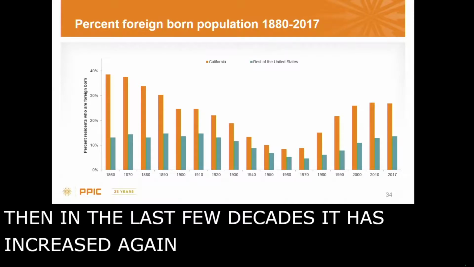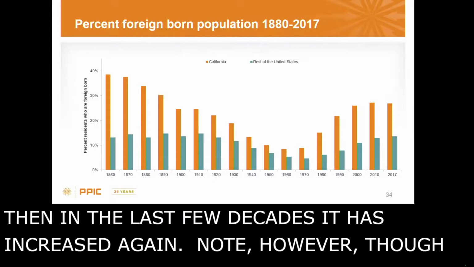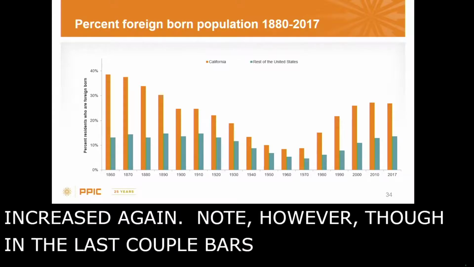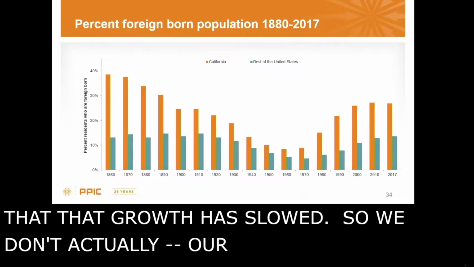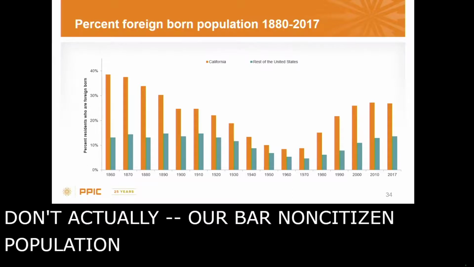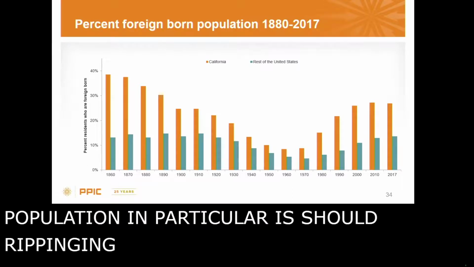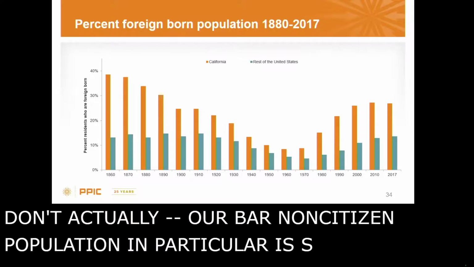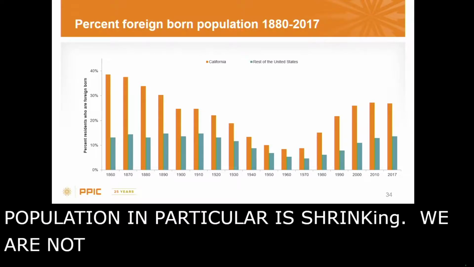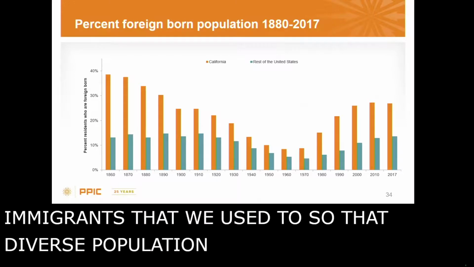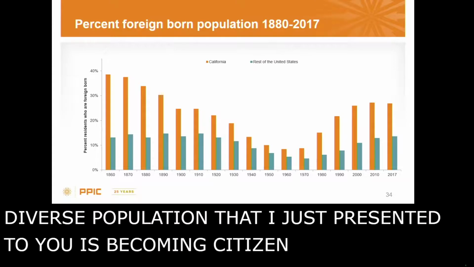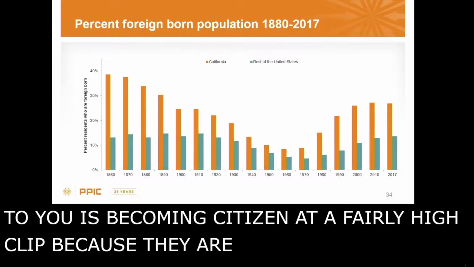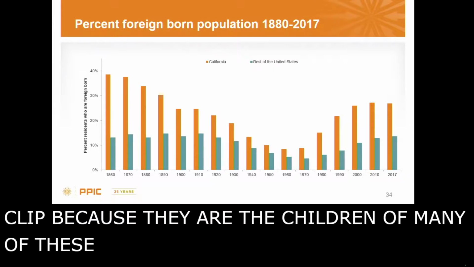Note, however, on the last couple bars there at the far right, that growth has slowed. Our non-citizen population in particular is shrinking. We are not getting the same rate of new immigrants that we used to. And so that diverse population that I just presented to you is becoming citizen at a fairly high clip, because the children of many of these people are citizens, and that's where the growth is.